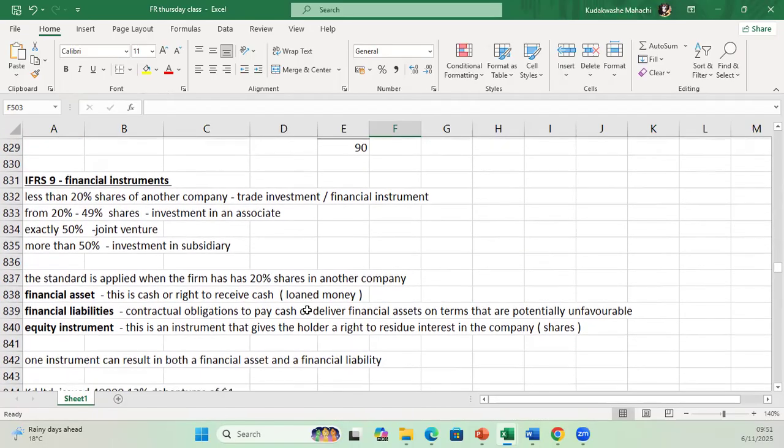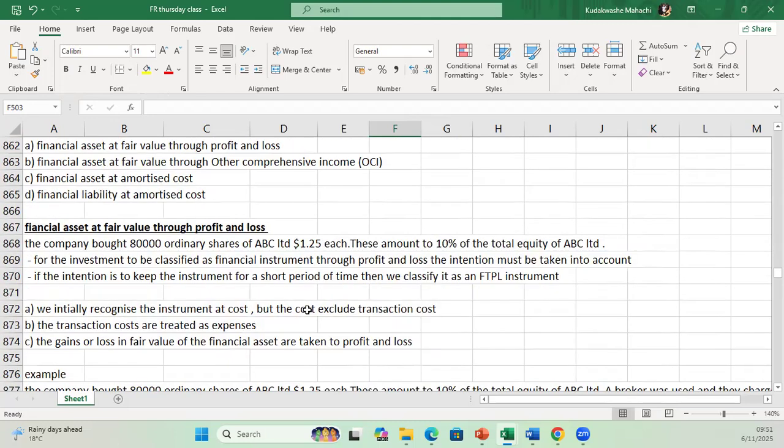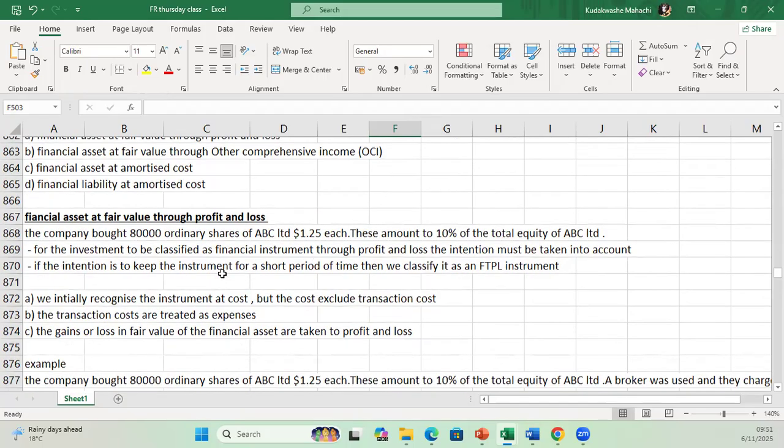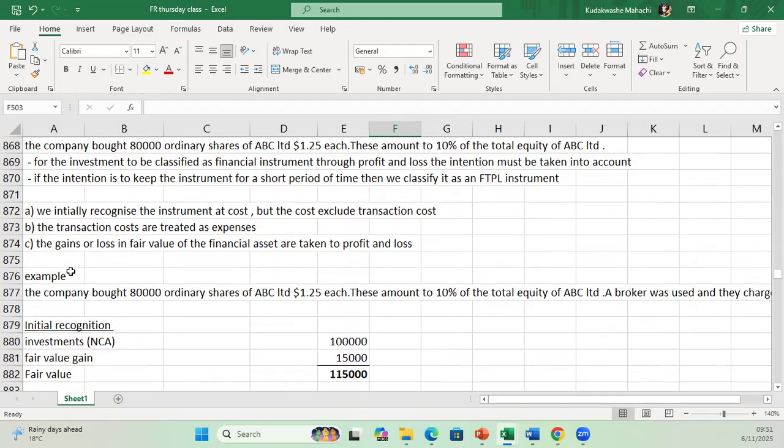So if it's 9 indeed, fair value through profit and loss. For the investment to be classified as a financial instrument at fair value through profit and loss, the intention must be taken into account. If the intention is to keep the instrument for a short period of time, we classify it as fair value through profit and loss, and the fair value through OCI.